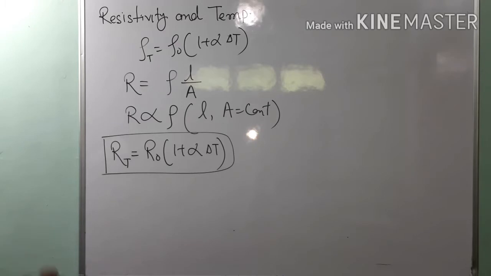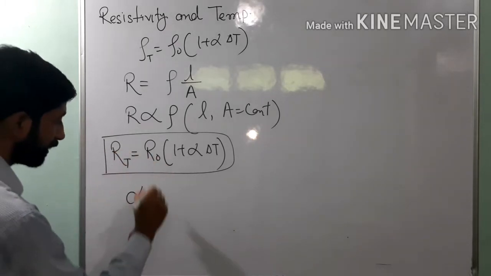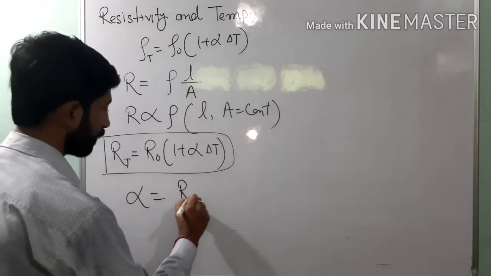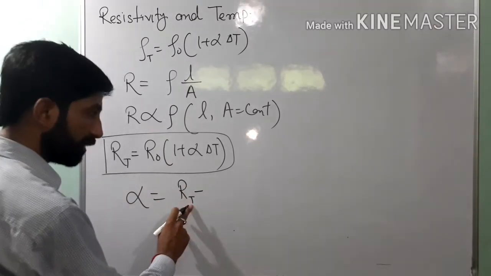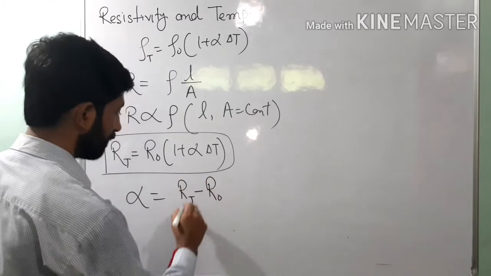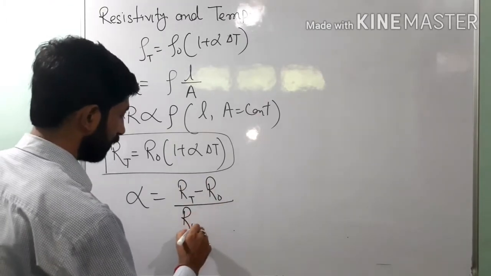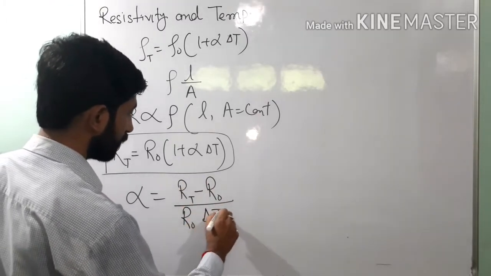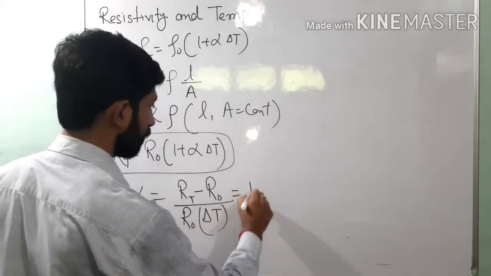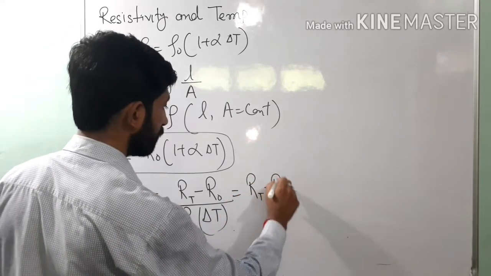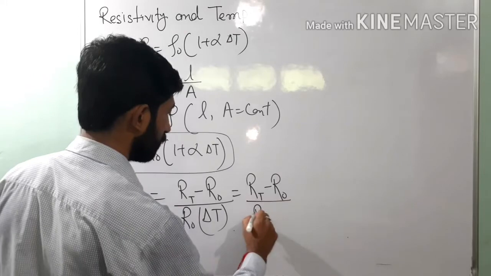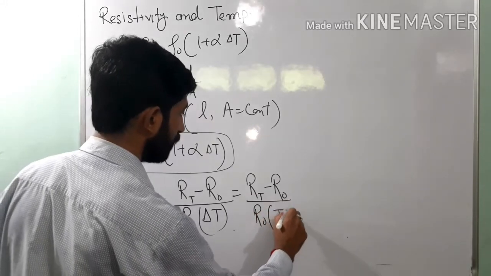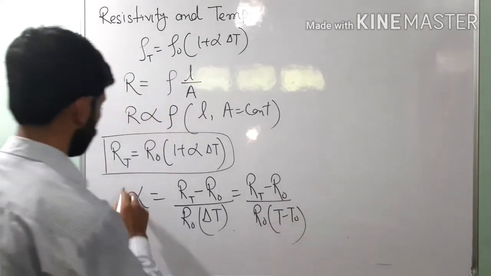We shall do some numericals exactly on this formula, and again we get alpha is equal to R at certain temperature minus R at reference temperature over R naught into delta T, or R T minus R naught into T minus T naught. Okay.